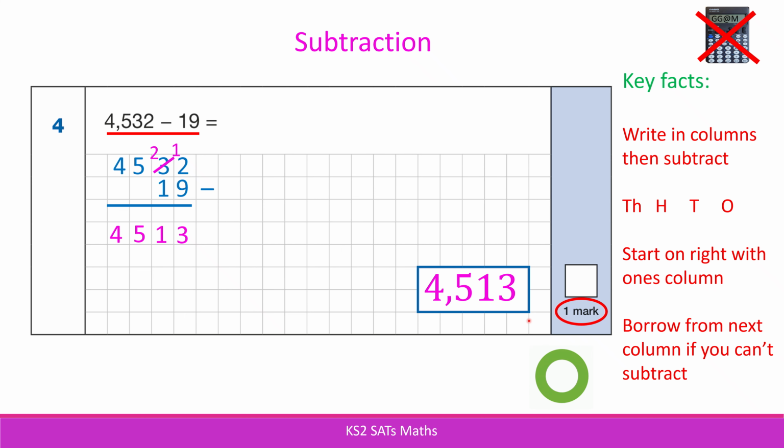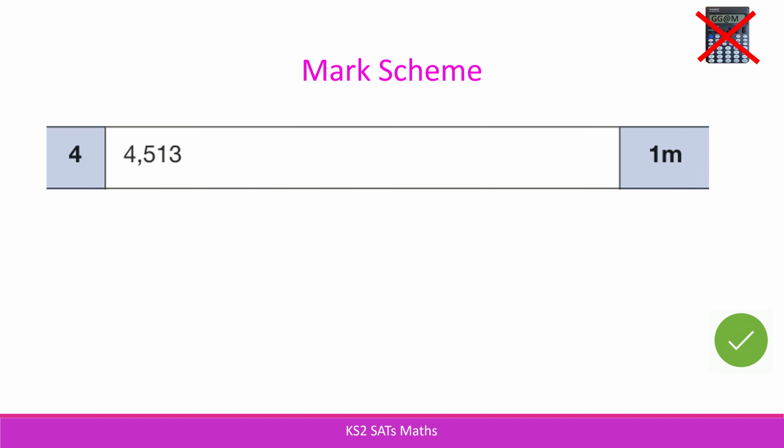That's how you could do it in your head to get the answer 4,513 rather than doing it the written way. It doesn't make a difference which method you use in the exam as long as you can get the right answer and you're quick. The mark scheme on this question shows the answer is 4,513 for 1M, which is 1 method mark.